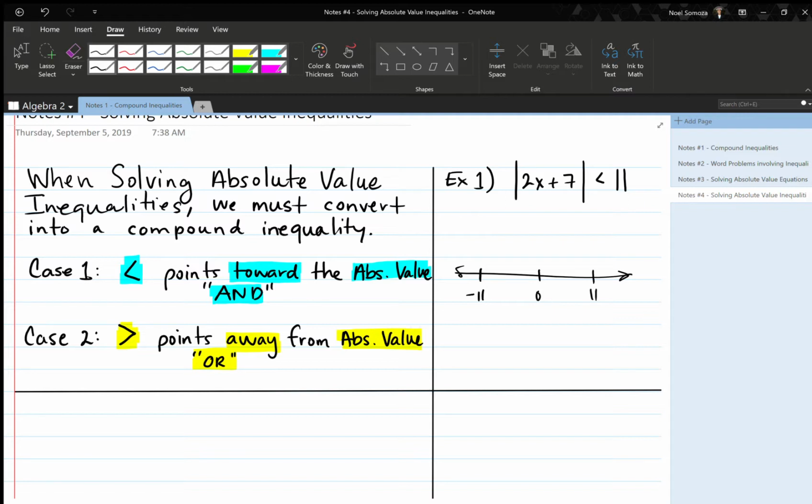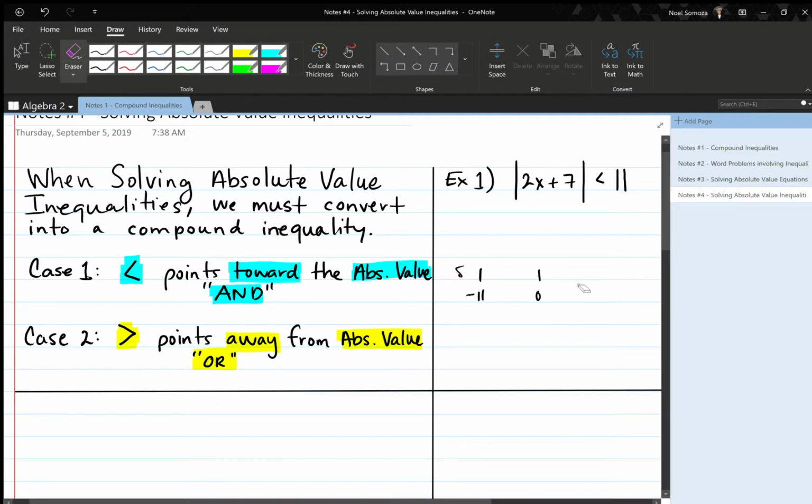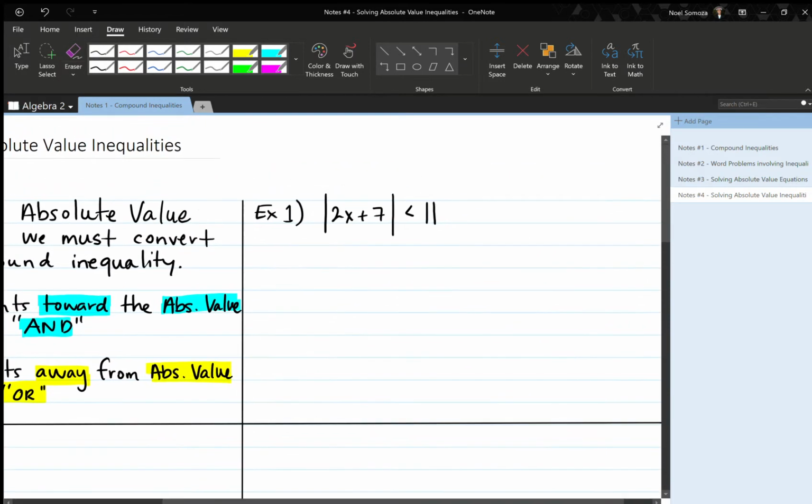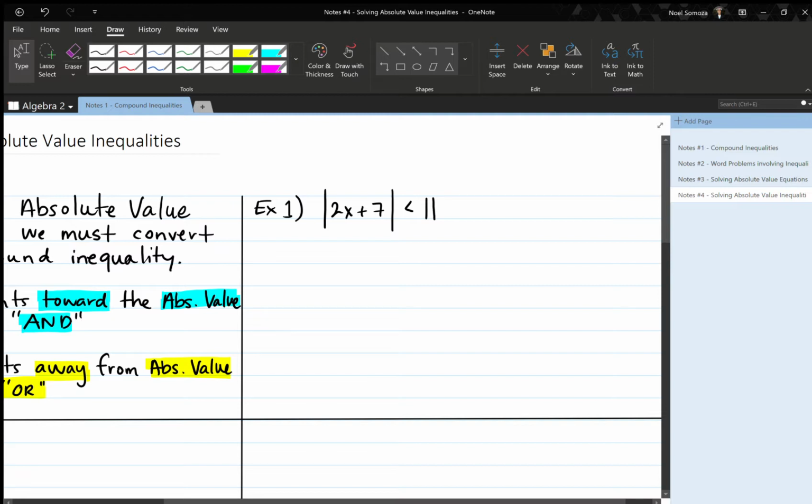So watch what happens next. I'm going to erase this. You don't need to draw this, I was just showing you. This is what happens when you have an and. This is an and inequality because it's pointing towards the absolute value. Towards the absolute value, I turn this into an and problem. It's real nice because it becomes a sandwich problem.